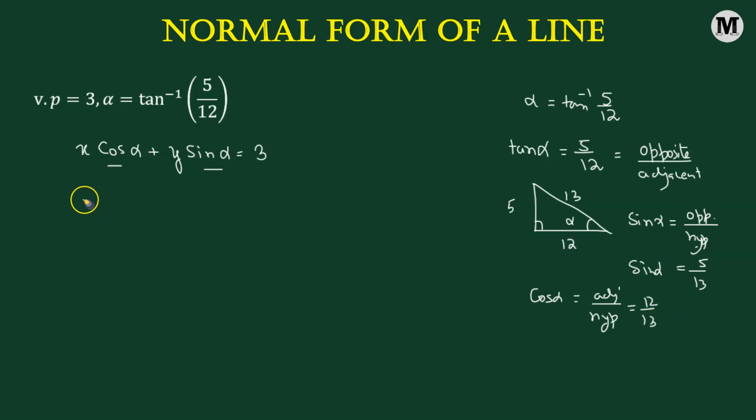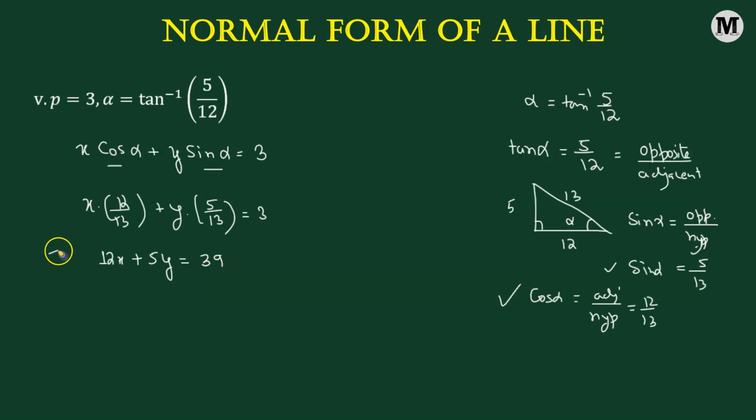Let's use these values. We have x multiplied by cosine alpha, which we obtained as 12 over 13, added to y times sine alpha, which we obtained as 5 over 13. This is equal to 3. Multiplying throughout by 13, we get 12x added to 5y equals 39. Thus 12x plus 5y equals 39 is the required equation. This is the required equation of the straight line.